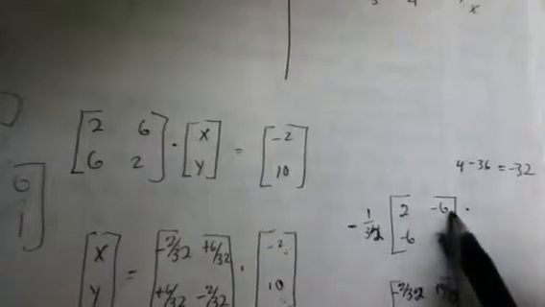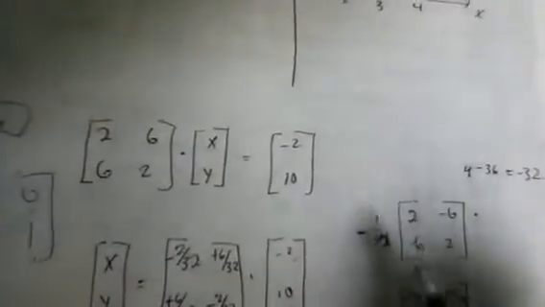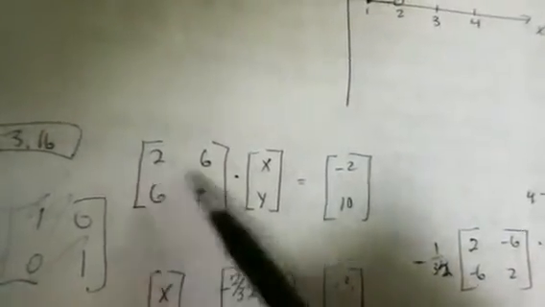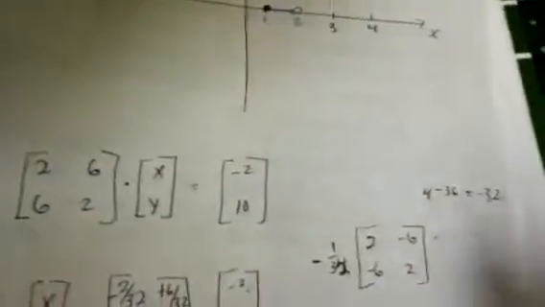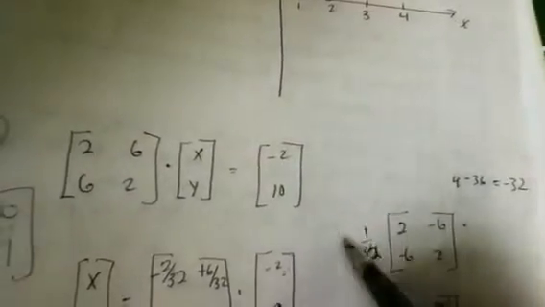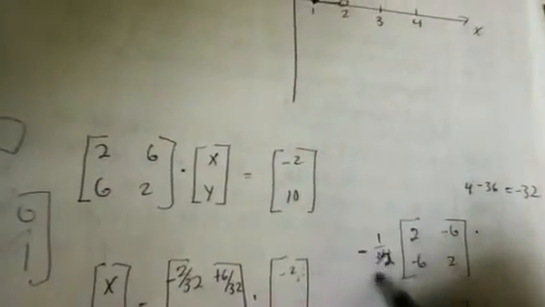I let these two swap places, so they're going to actually look exactly the same. And then these two stay in their positions, but they change signs. Okay, so what does that look like? Looks like this. Those two swapped places and those two changed signs. And I'm going to multiply it by the reciprocal of the determinant. Determinant is 2 times 2 is 4 minus 36. So that's negative 32. The reciprocal of negative 32 is negative 1 over 32.